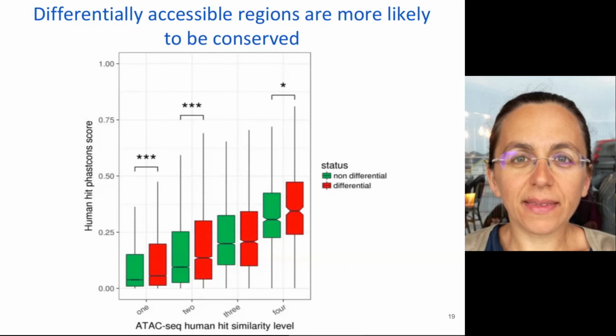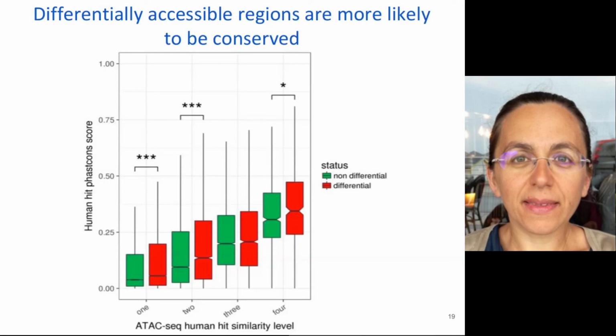Then if you go to slide 19, again, we wanted to compare the differential and non-differential peaks with respect to conservation. Here we divided the ATAC-seq peaks in two different ways. First, according to their orthology or similarity level on the x-axis, 1, 2, 3, or 4. And also, for each similarity level, we can make two groups, the non-differential in green and differential in red. On the y-axis, we are plotting the human phastCons score, which is a measure of conservation.